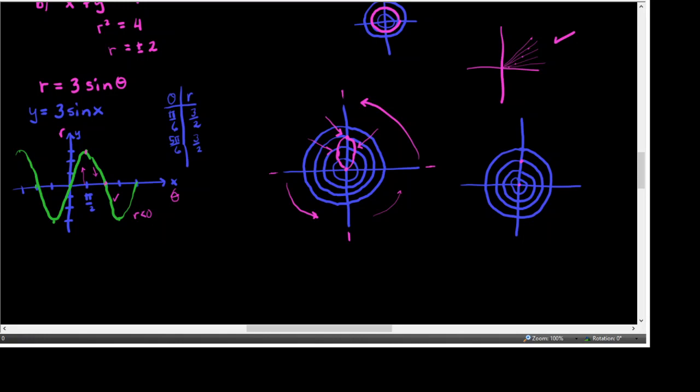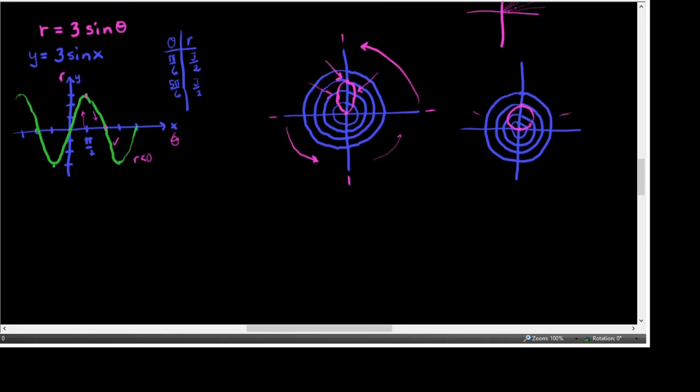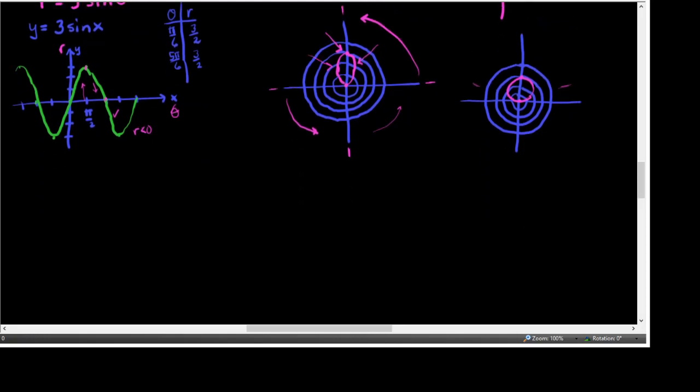Pi over 6, which is about right here, should be out 1.5. And at 5 pi over 6, we should also be out 1.5. And so that's going to give me a little bit better idea of what this should look like. It looks something like that. That's actually not too bad. And those points that guided me really helped make that look a whole lot better than the first attempt.